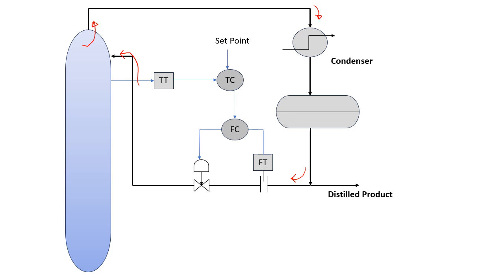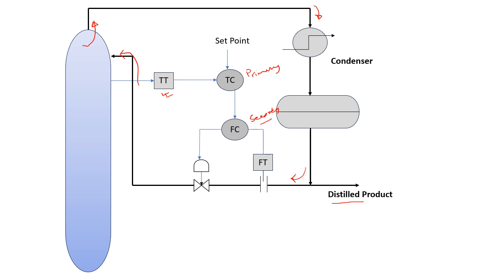Now the quality of the distilled product depends on how optimally we are maintaining the temperature at the top of the distillation column. So how is this temperature maintained? This temperature is maintained through a cascade control loop where there is a primary loop and there is a secondary loop.